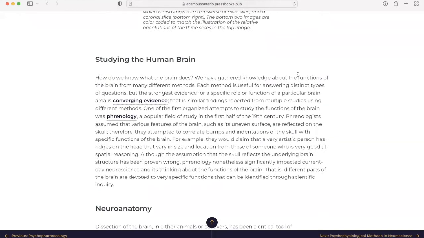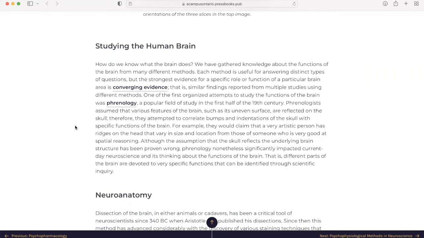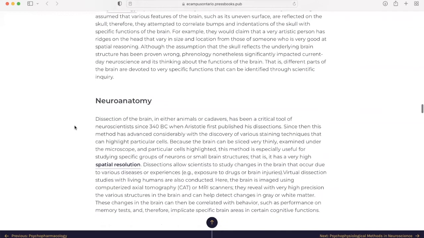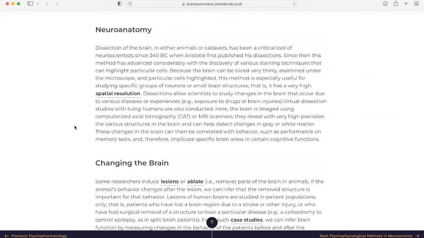So how do we know what this human brain does? Well, the next learning objective is to name and describe the most common approaches to studying the human brain. And this is where it all kind of comes together. The most common approach to studying the human brain is no longer phrenology, where they just look at the outside of your head to figure out what's going on. It is more into spatial resolution, dissection.